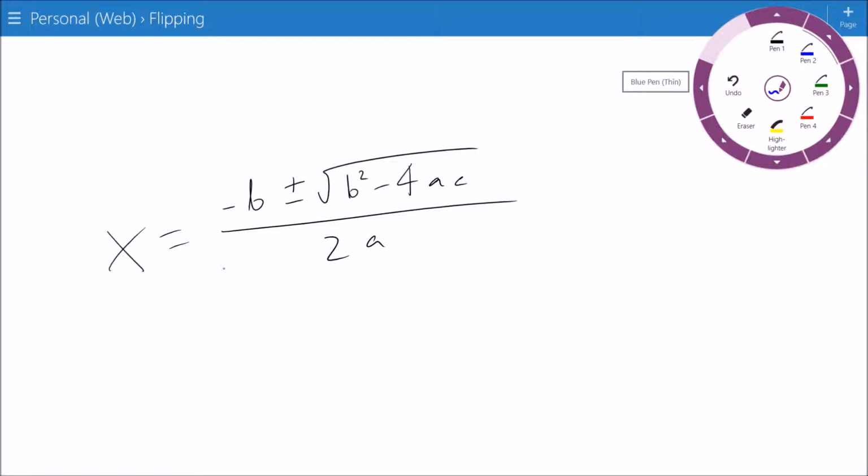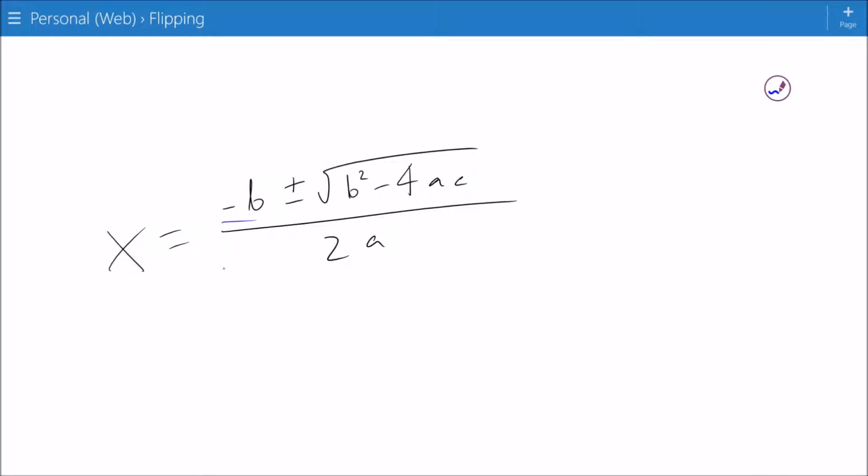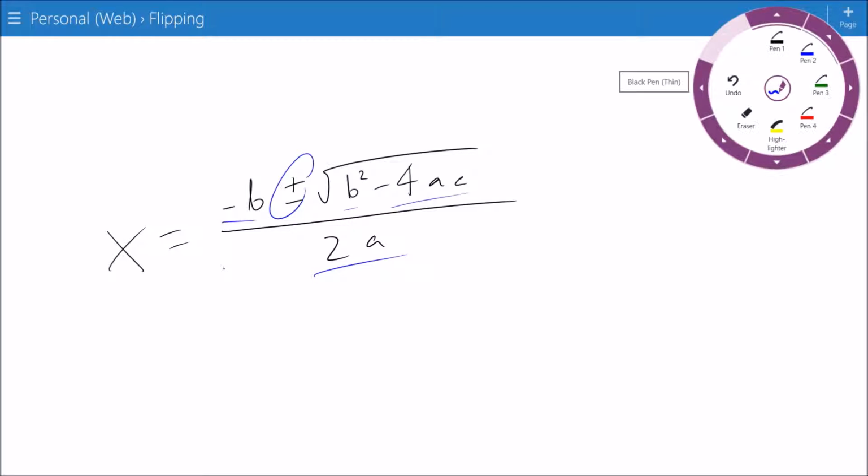The quadratic formula is negative b plus or minus the square root of b squared minus 4ac all over 2a. To the theme of Pop Goes the Weasel.